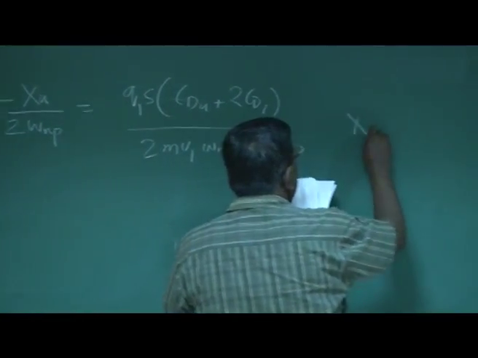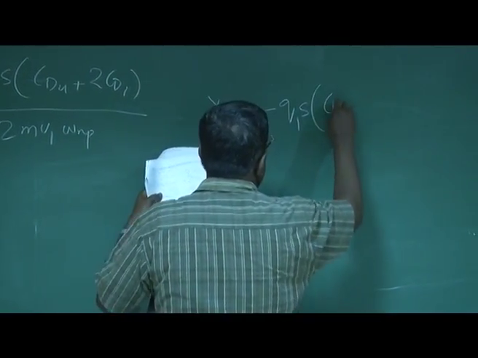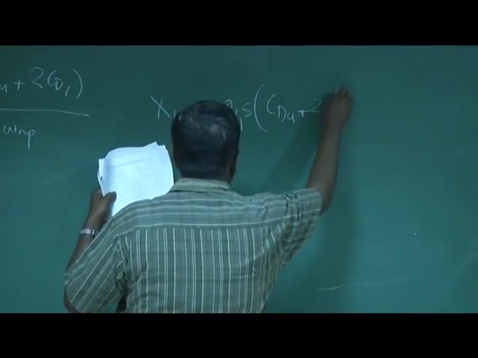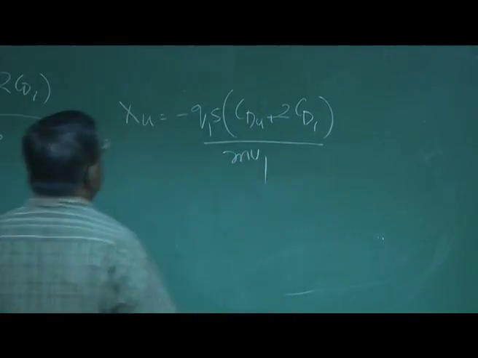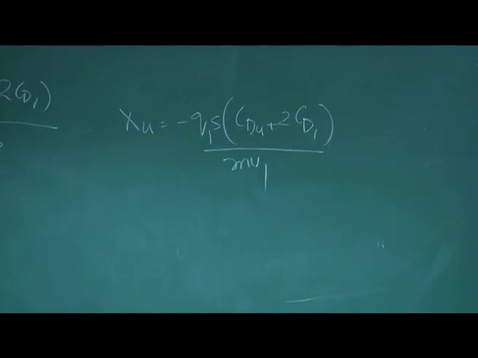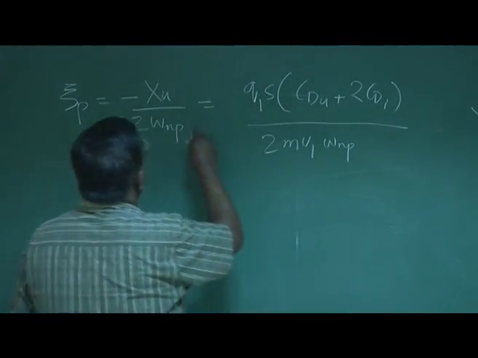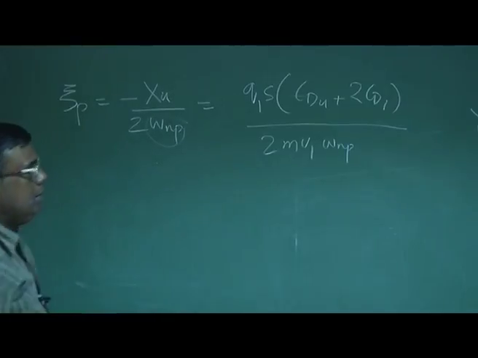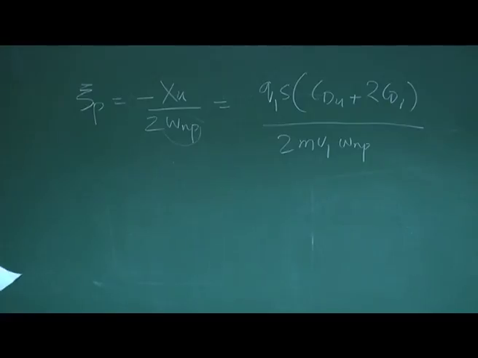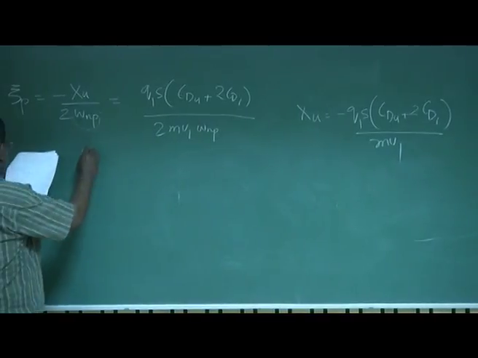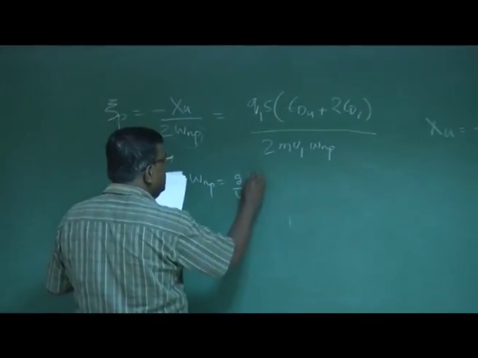And what was Xu? Xu is minus Q1 S (CDu plus 2 CD1) divided by m U1. Nothing big thing we have done. Q1 S reduced by 2 m U1 and divided by omega n here, omega n here, right? Although it looks something big, it is as simple, as straightforward. Now we know omega n Phugoid is g root 2 by U1.